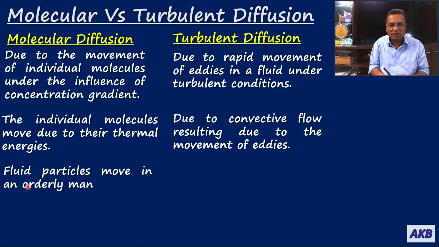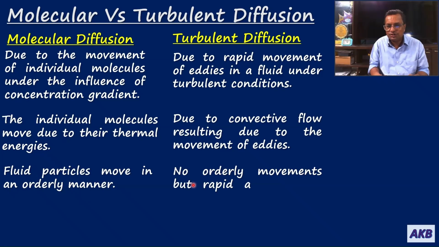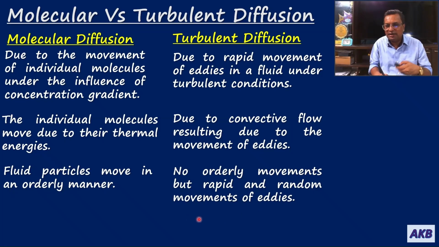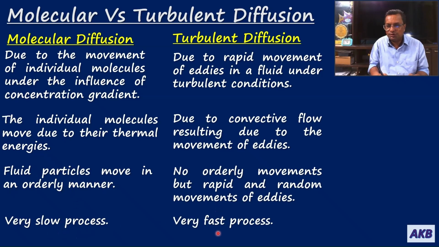Then in molecular diffusion, fluid particles move in an orderly manner, whereas in turbulent diffusion, there are no orderly movements. Instead, you have rapid and random movements of eddies. No orderly movement during turbulent diffusion, whereas in molecular diffusion, fluid particles move in an orderly manner. Then molecular diffusion is a very slow process, whereas turbulent diffusion is a very fast process.